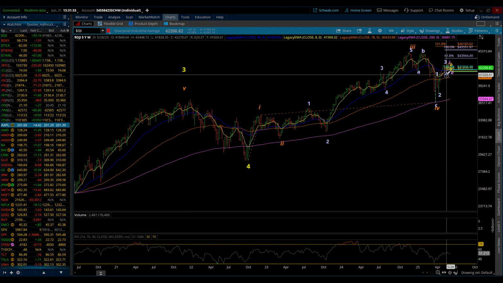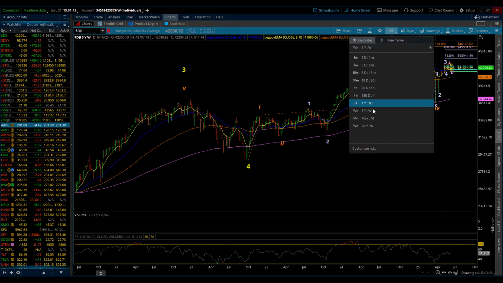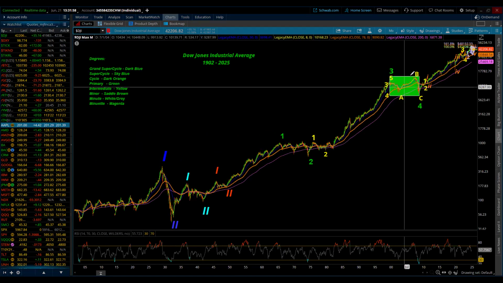That's what I'm looking for, a completion of a larger wave structure, which will give us a correction that will take much longer than what people would think is going to come through. So let me go back out. Let me just go back to that monthly.